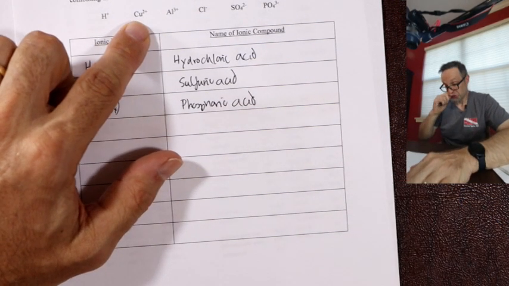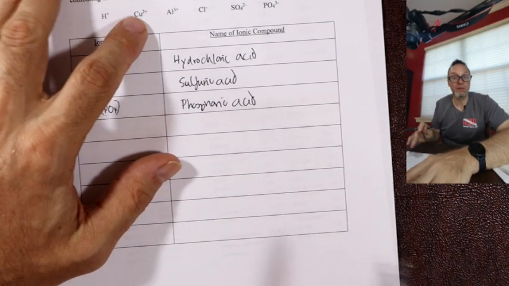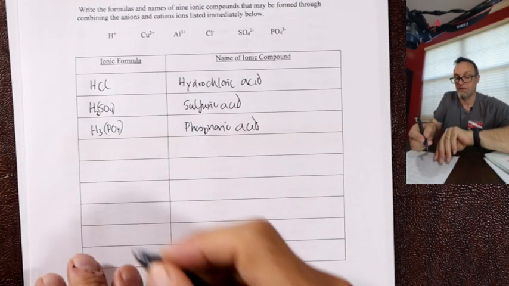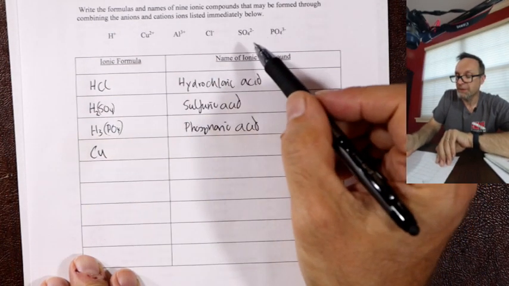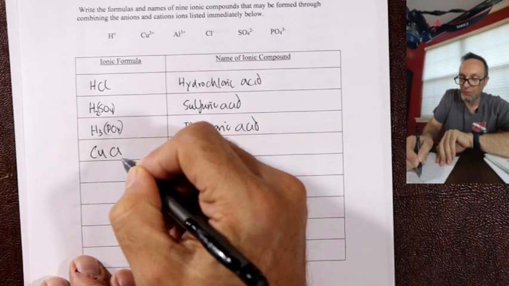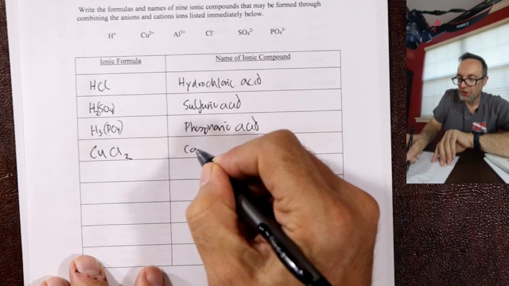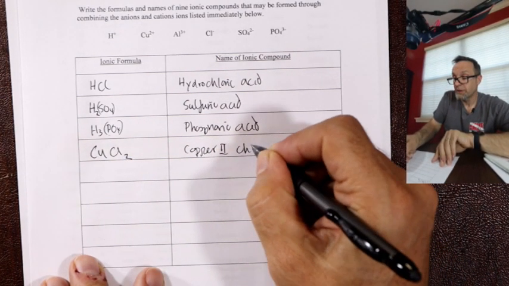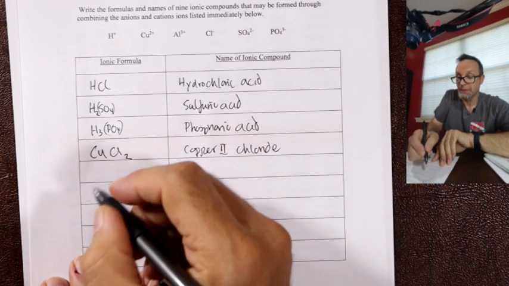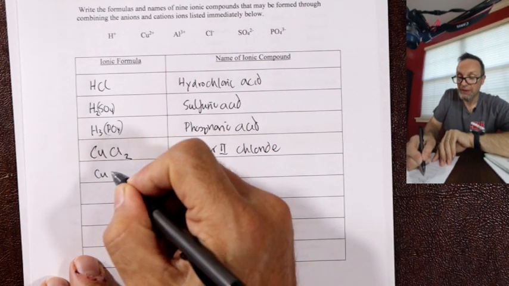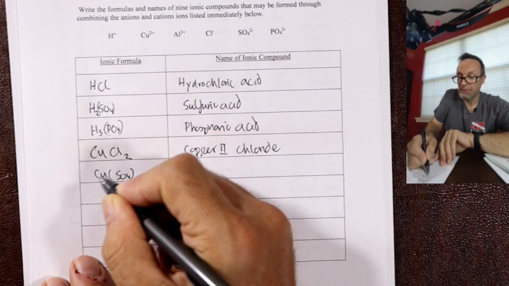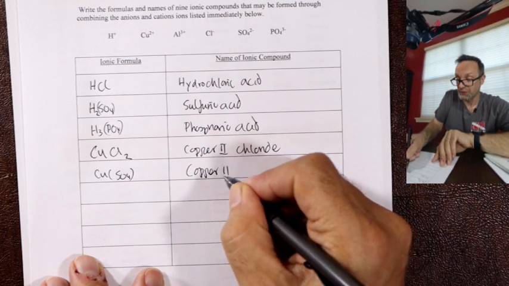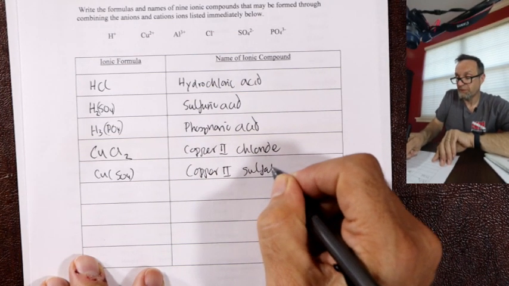Now my tricky one here is copper. It's copper 2. Remember, copper comes in 2 flavors, +1 and +2. So I've got to say in the name the charge of the ion, right? We go Cu, Cl, right? So +2, -1, I need 2 of them. That's copper. What charge was the ion? 2. Chloride. Next one, Cu, SO4, +2, -2. So that formula is good. But it's copper, again, because it's a +2 ion, 2 sulfate.